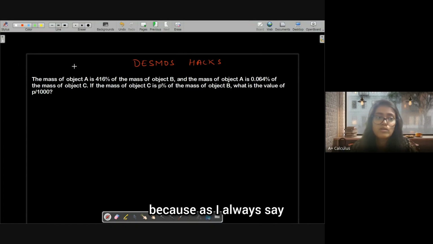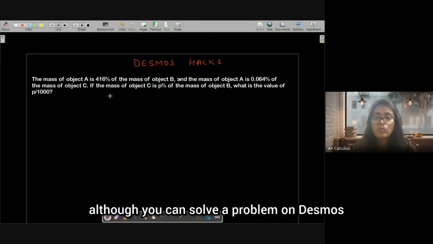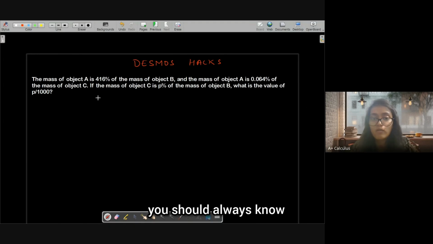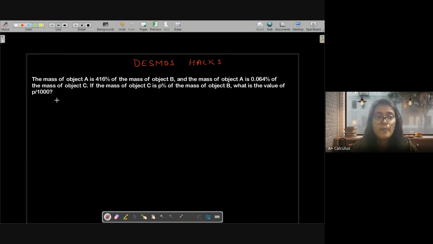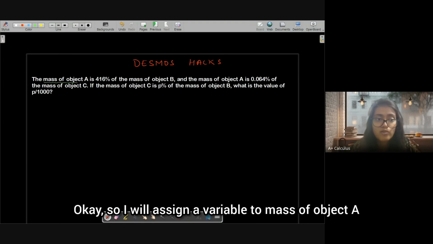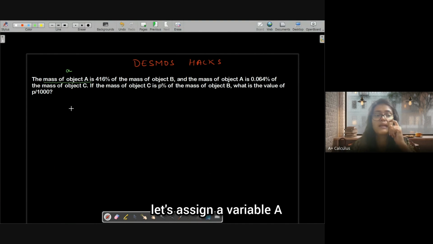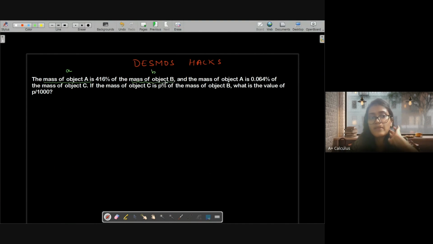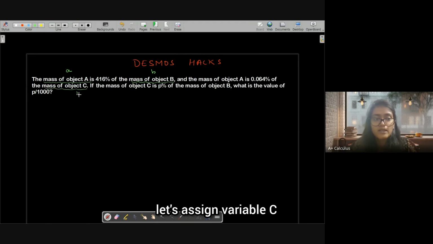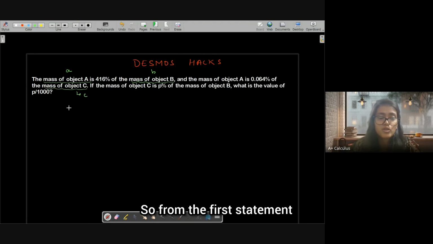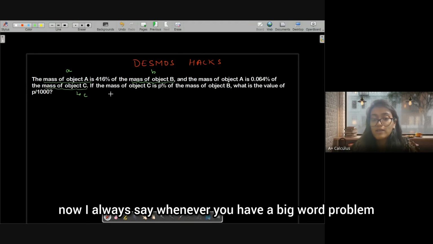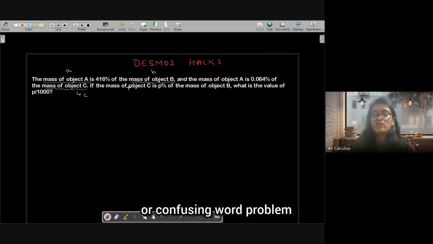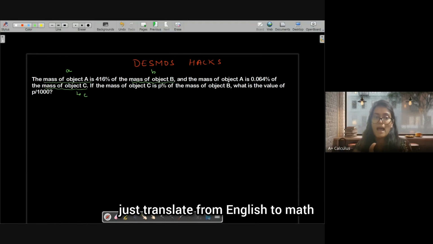it manually, because as I always say, although you can solve a problem on DESMOS, you should always know how to solve it manually. Okay, so I will assign a variable to the mass of object A. Let's assign a variable A, and mass of object B, let's assign the variable B, and mass of object C, let's assign variable C. So from the first statement, now I always say whenever you have a big word problem or confusing word problem, just translate from English to math. So that's what I'm going to do.